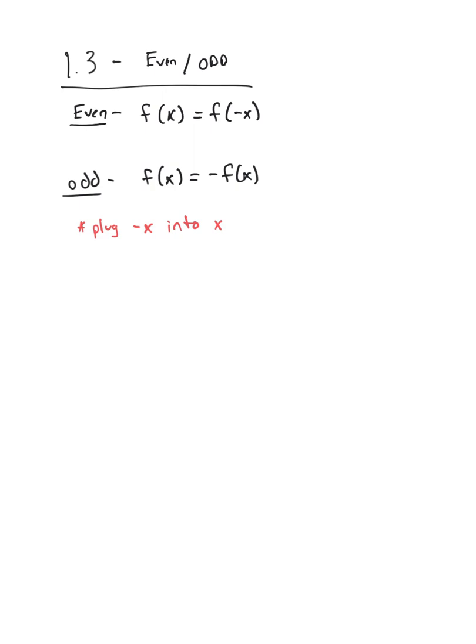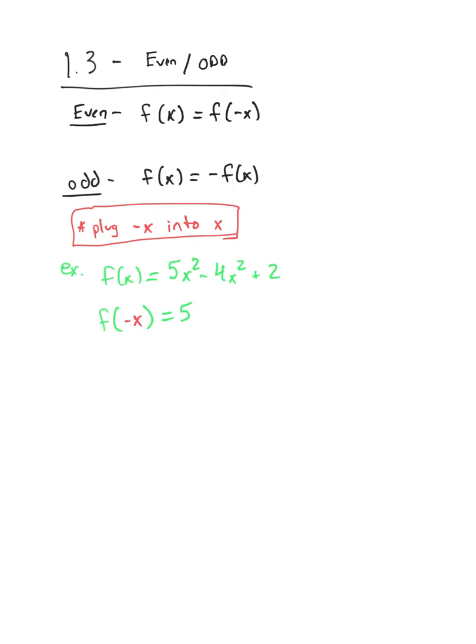Here's our first example. This is the number one way to test if something's even or odd. Our first example: f of x equals 5x squared minus 4x squared plus 2. So we're just going to follow a rule. We're going to plug in negative x into x. Everywhere I see an x, I'm literally just going to put a negative x in there.